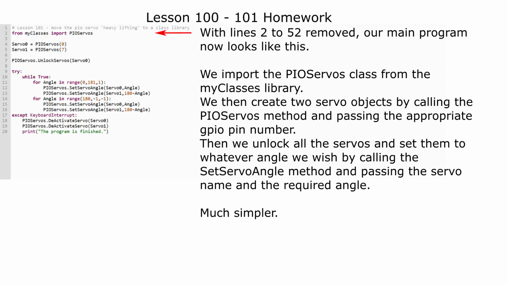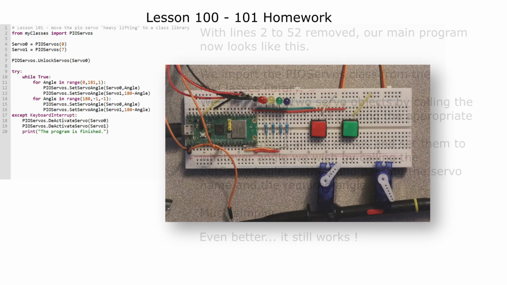We import the PIOServos class from the myclasses library. We then create 2 servo objects by calling the PIOServos method and passing the appropriate GPIO pin number. And we unlock all the servos and set them to whatever angle we wish by calling the set servo angle method and passing the servo name and the required angle. Much simpler. Even better, it still works.